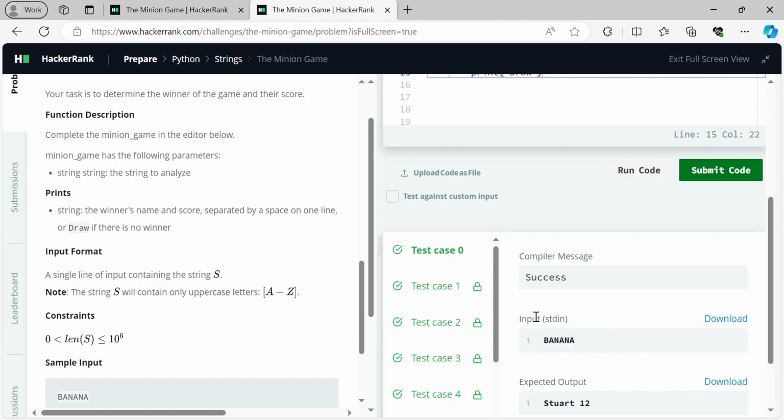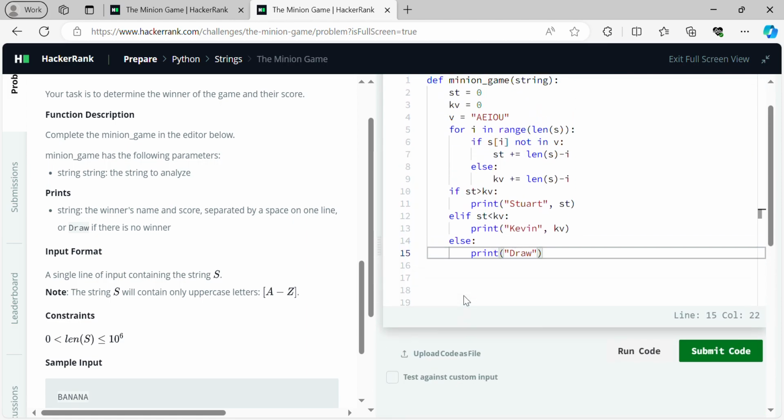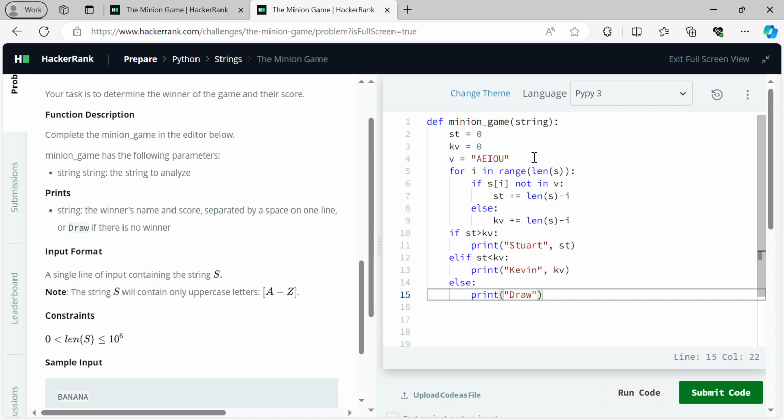So if you see all the test cases, all the 13 test cases are working for the code that we have written in the online editor. So I will explain from the starting onwards.